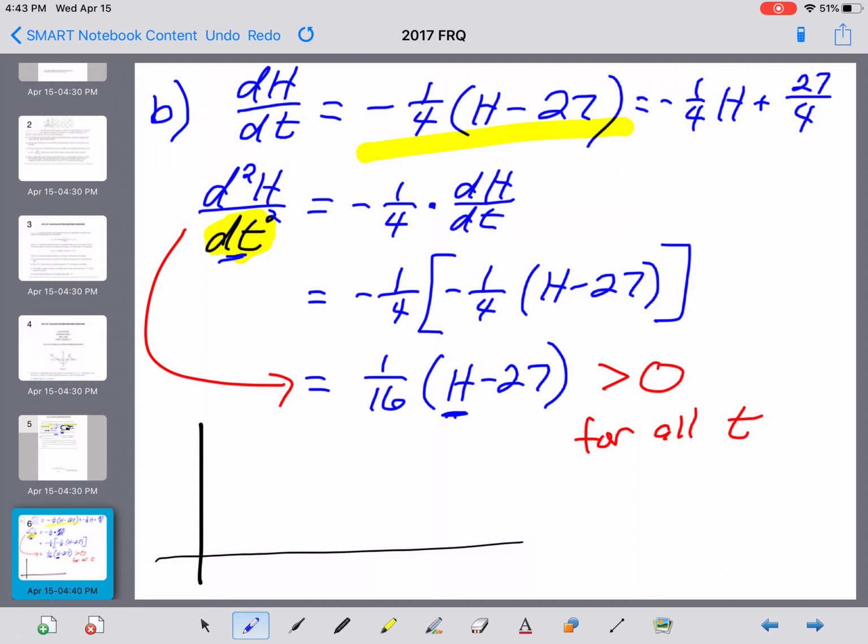But the fact that the second derivative is positive tells us that this thing is going to be concave upward. So we're looking for a function that starts high, up here at 91 degrees, and is always decreasing, but is concave upward. And so that would mean, everybody, that our temperature function is probably going to look something like this, a function that's decreasing and concave upward.